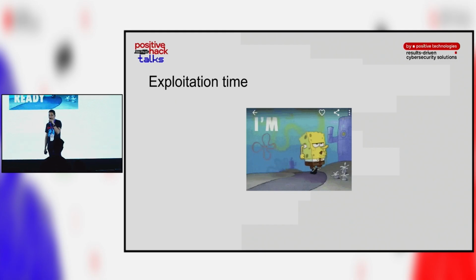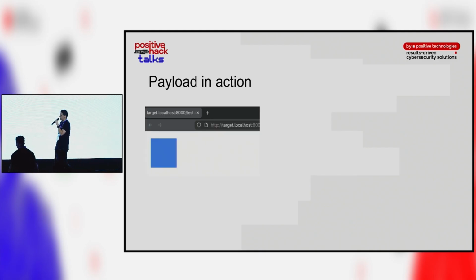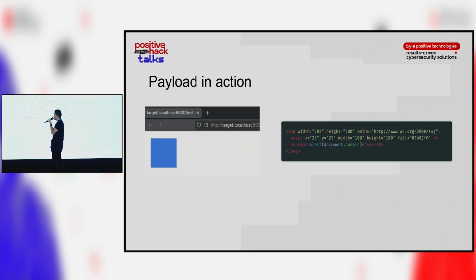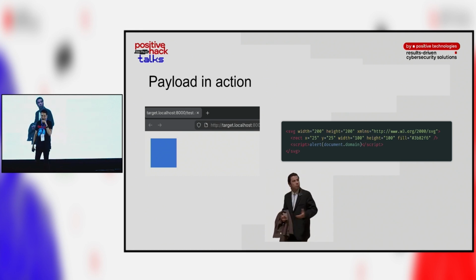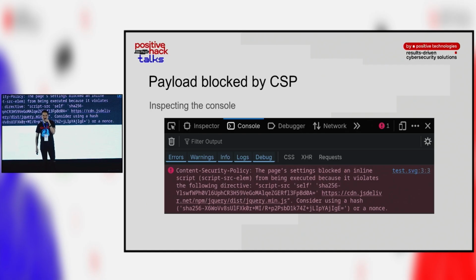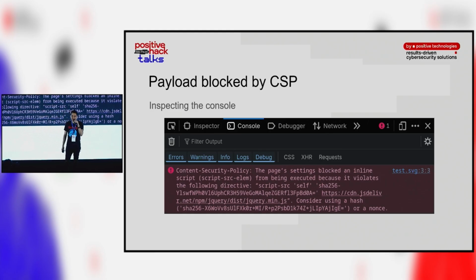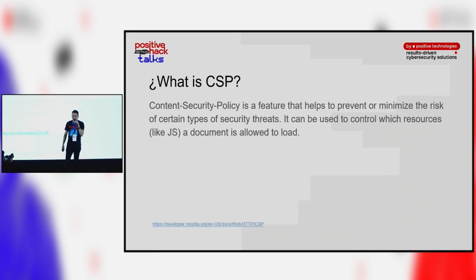So it was time to exploit the vulnerability. For that, I loaded the SVG graph with the payload, and I saw the graph, but I didn't see the alert. Then I checked the source code, and the script was there. So what's going on? What is the payload? What is the alert? Who stole it? Then I checked the console of the browser, and I saw this big error message that says the script violates some policy.